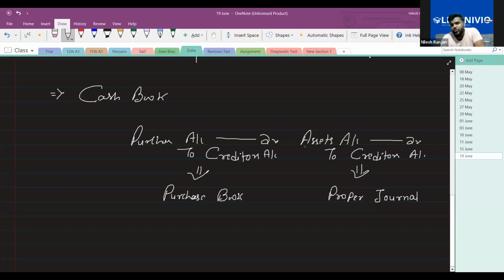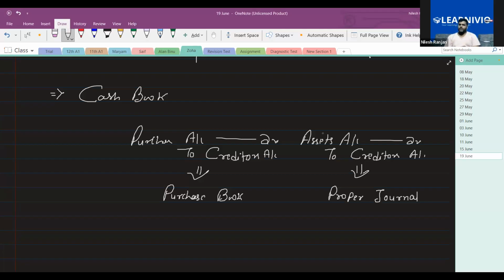Why? Because it cannot go to any other book. It cannot go to cash book because it is not a cash transaction. It cannot go to purchase book because we are not purchasing goods. It cannot go to sales book, and it is not sales return or purchase return. So there is a separate book for these type of entries that is called proper journal. Is that clear? Yes, it's clear. So every transaction has only one entry. That is the main difference between ledger and subsidiary book. You have to remember this.